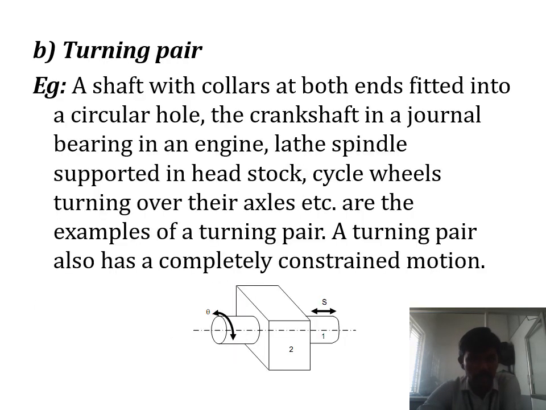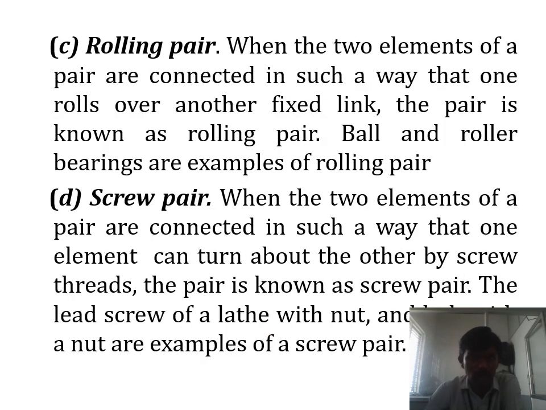Then the turning pair. If a shaft is inserted in a round, circular hole, the shaft is able to turn, so it is the turning pair. And the rolling pair is where an element rolls over another fixed link. For example, ball bearings and roller bearings are examples of the rolling pair.